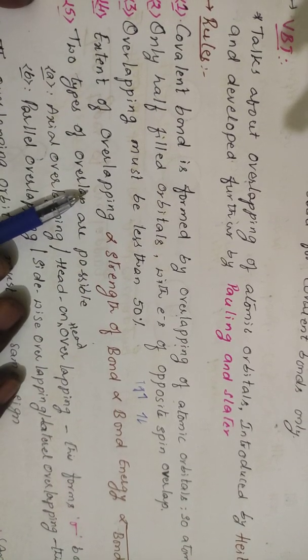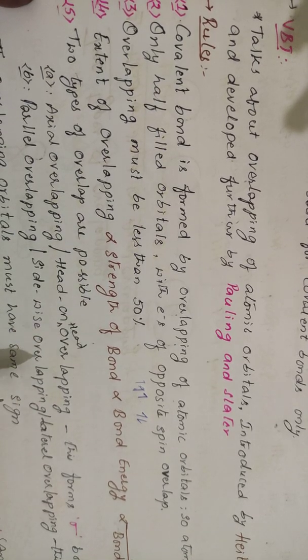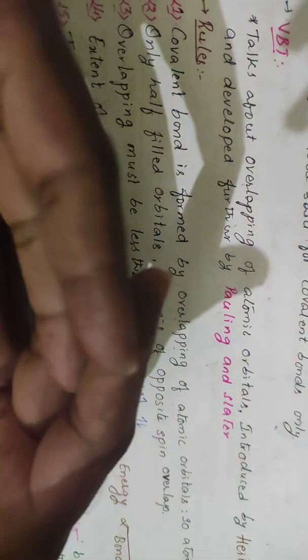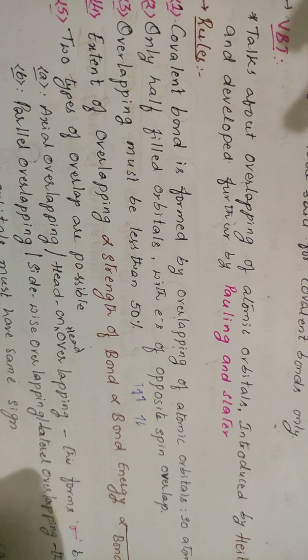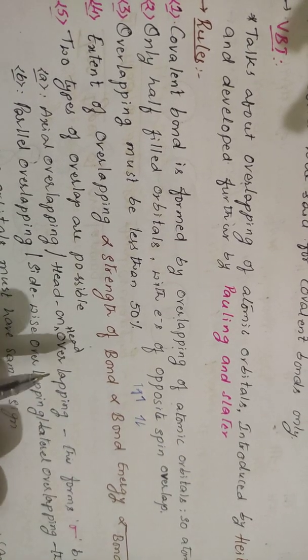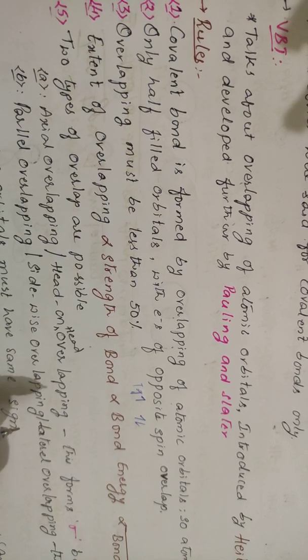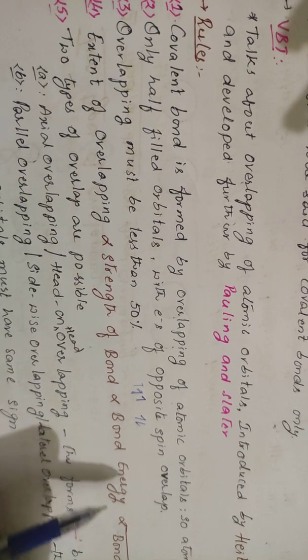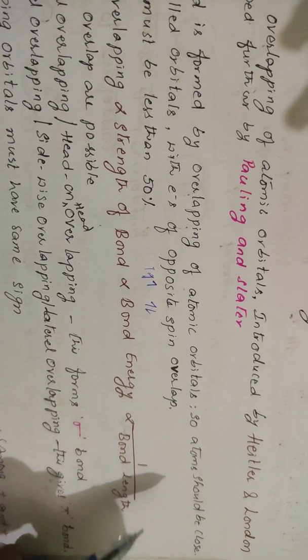Extent of overlapping: the more the overlapping, the higher the bond strength. See, the more they overlap like this, if there is only some overlapping, the bond is weak. If it is going more, it is stronger. If it is still going, it is stronger still. So if the extent of overlap is very high, the strength of the bond will be very high. If bond strength is very high, to break that bond you require more energy. So more bond energy will be present. If they are very close together, what happens to the bond length?